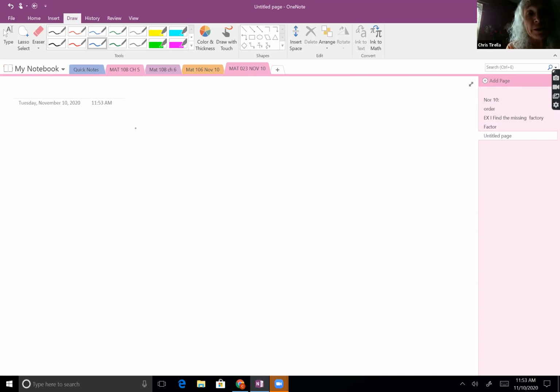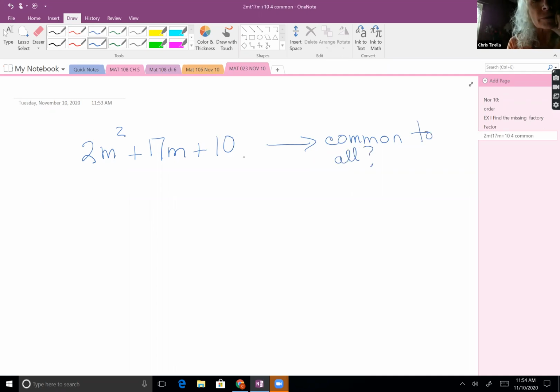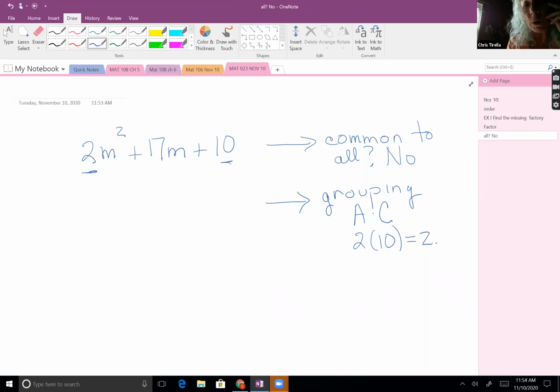Okay, I'm going to give you a challenging one here. Let's look at 2m squared plus 17m plus 10. And what we haven't been doing that we should, I apologize, is before I do anything, is there anything common to all the factors? And here I think that answer is no. And then I'm going on the assumption that you folks said you want to stick with that grouping method. And so A times C would be, A is 2, C is 10, 2 times 10, or 20.